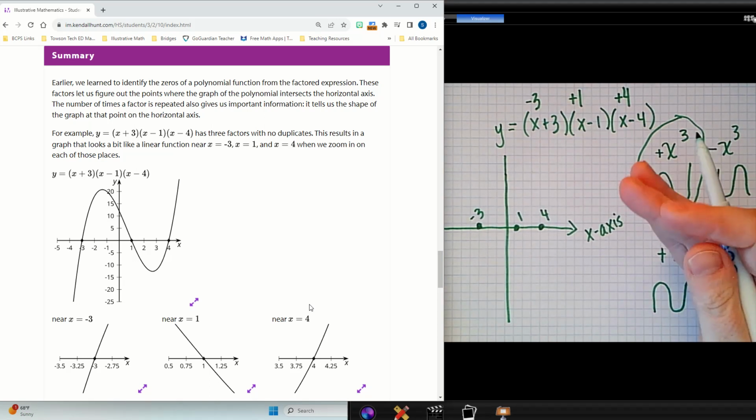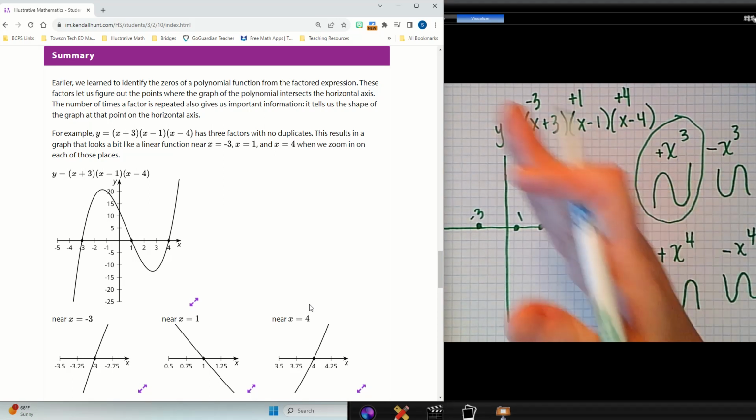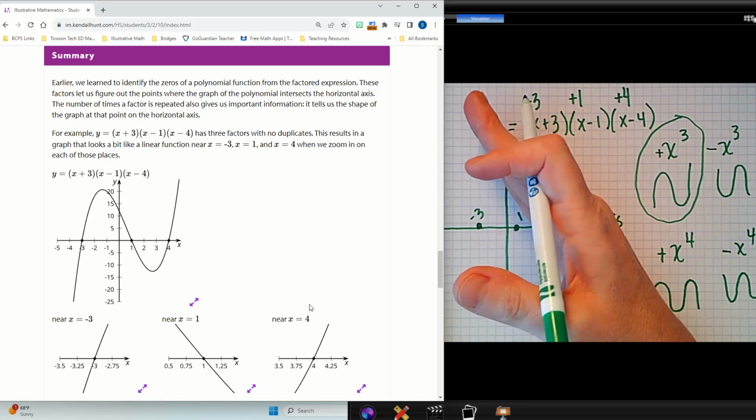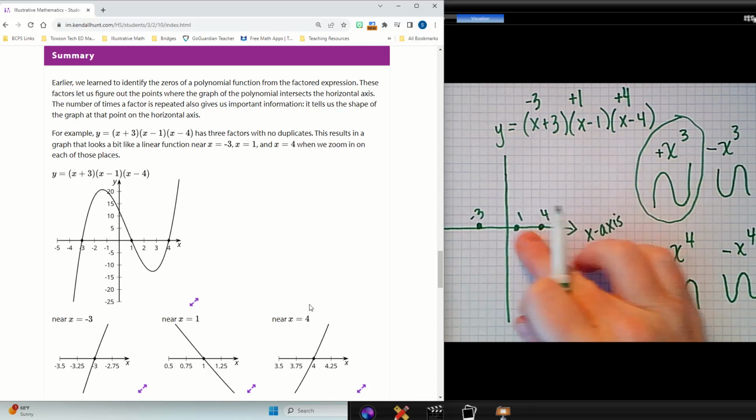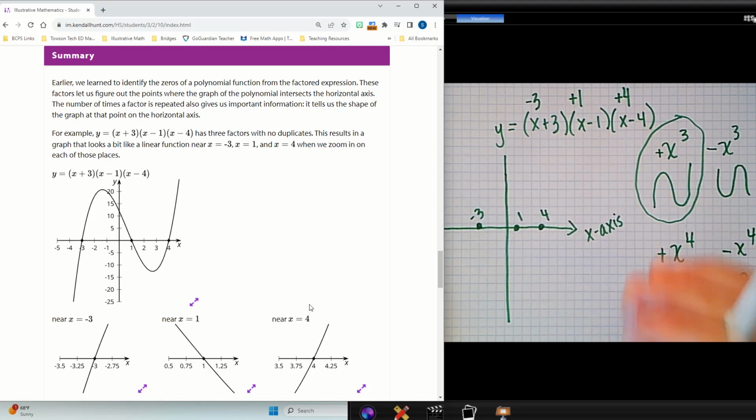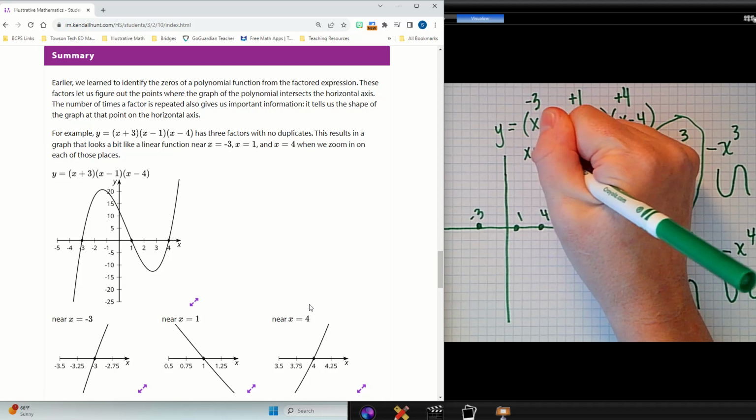Remember back in like 8th grade, Algebra 1, where the graph crosses the y-axis. Okay, so wherever that graph is crossing the y-axis. And how do we find that? When x is equal to 0.